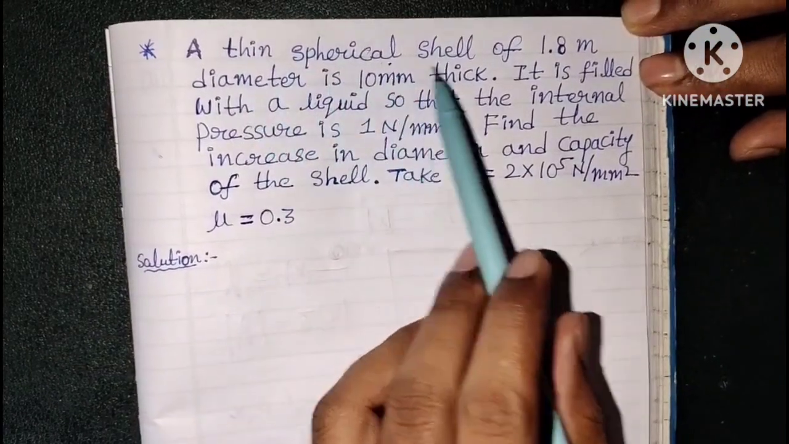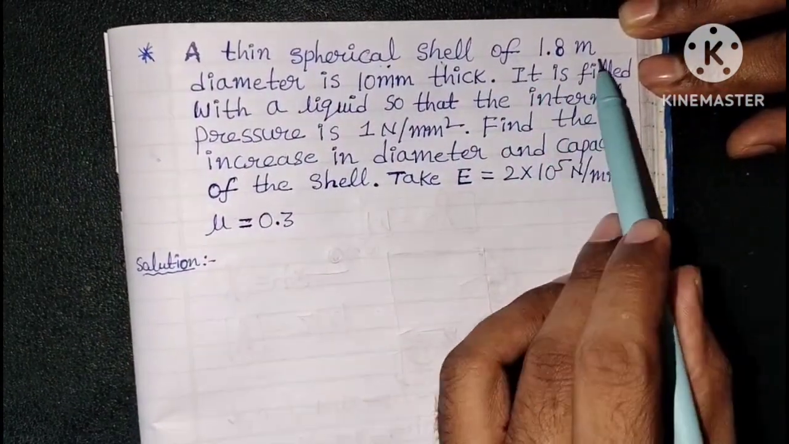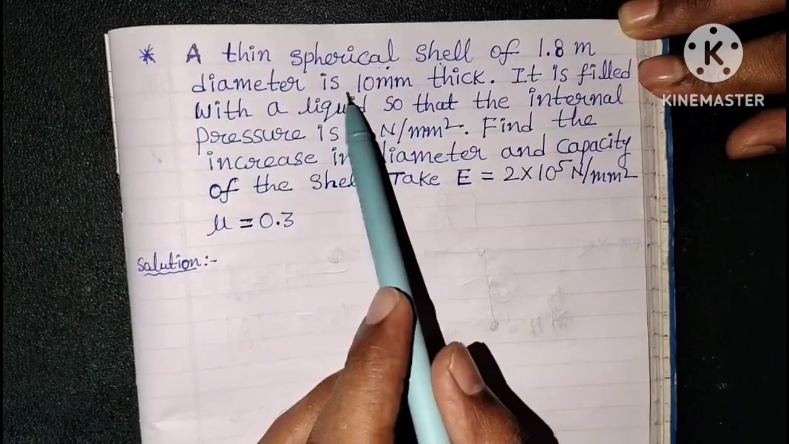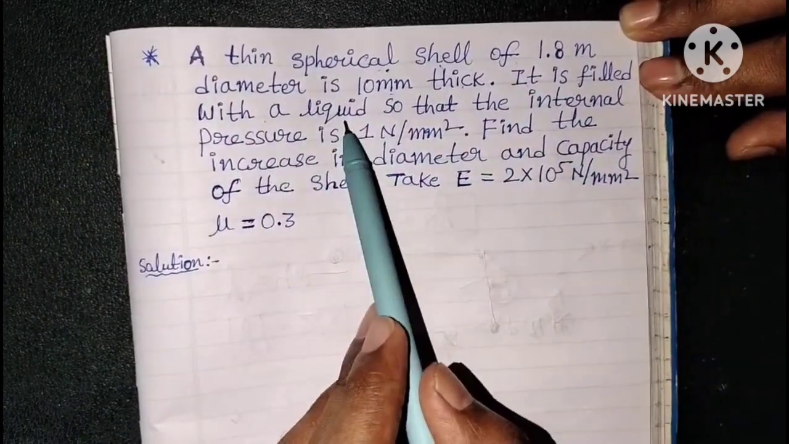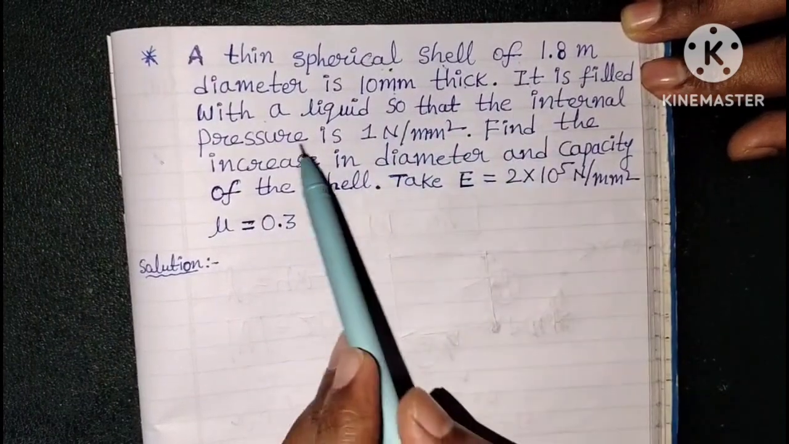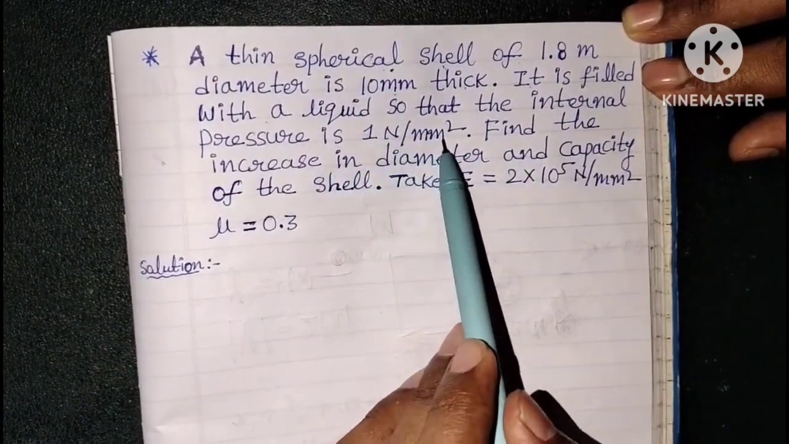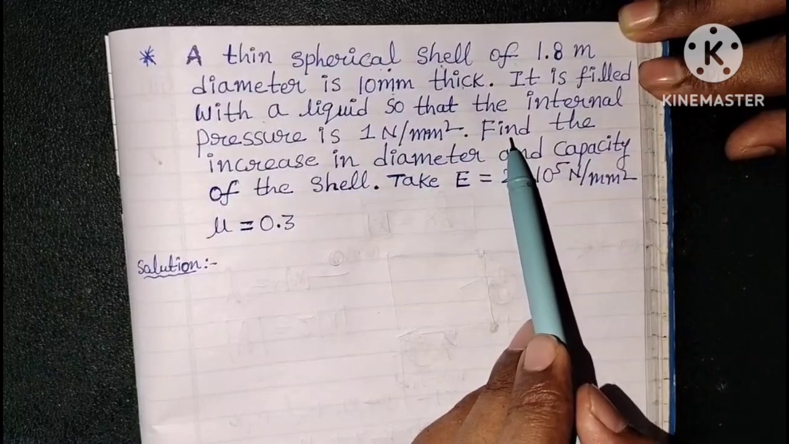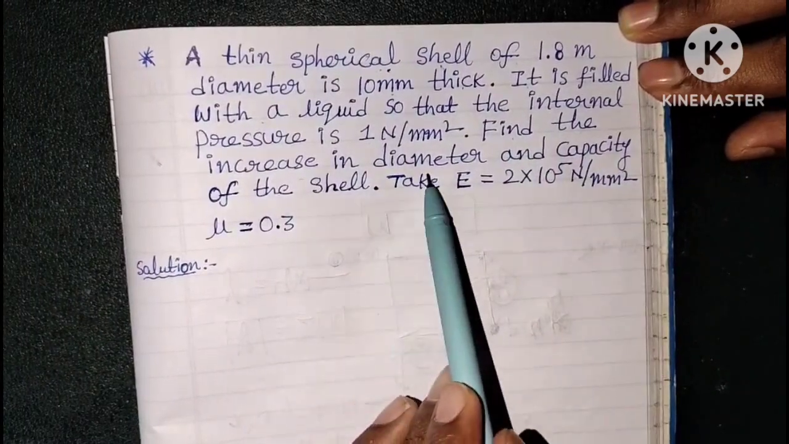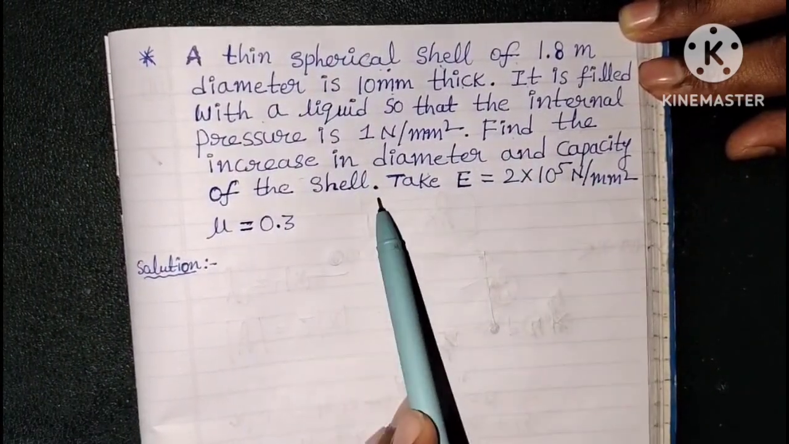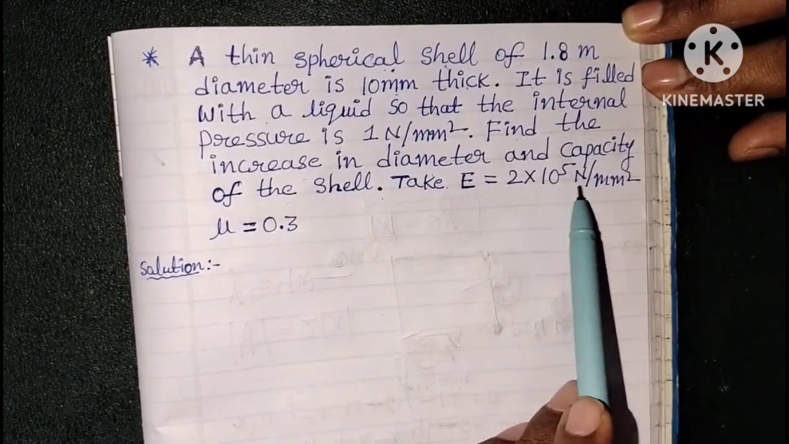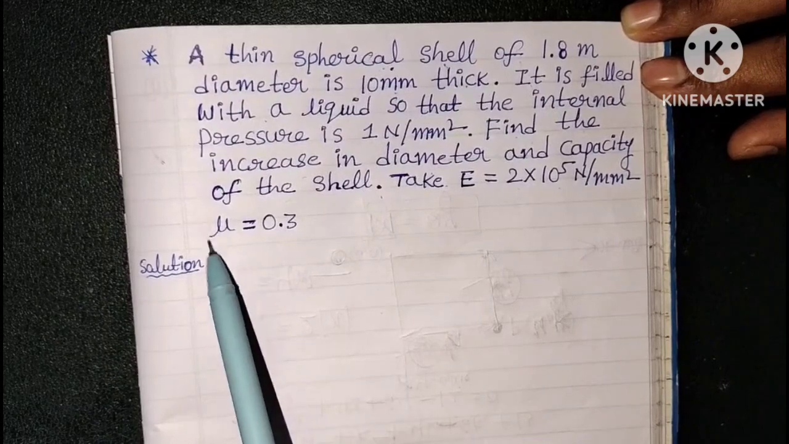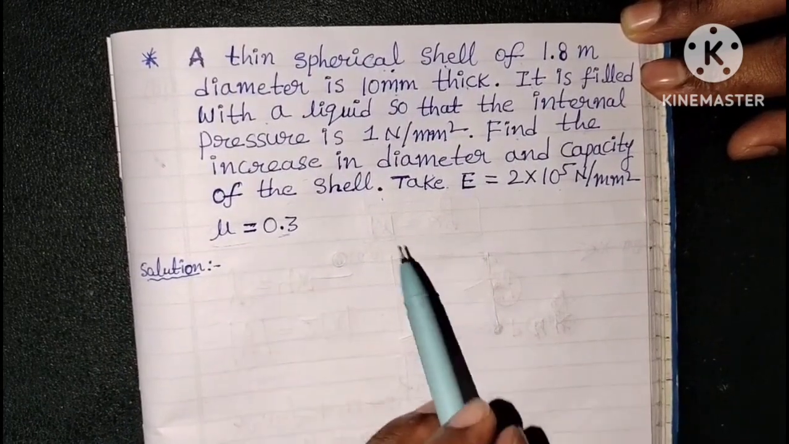A thin spherical shell of 1.8 meters diameter is 10 mm thick. It is filled with a liquid so that the internal pressure is 1 Newton per mm square. Find the increase in diameter and capacity of the shell. Take Young's modulus E is equal to 2 into 10 to the power of 5 Newton per mm square and Poisson's ratio is equal to 0.3.